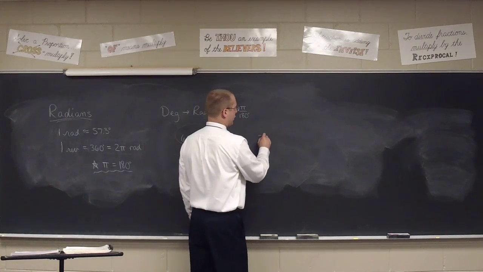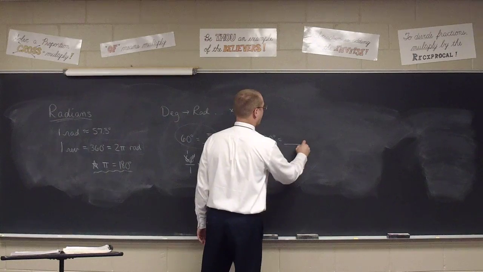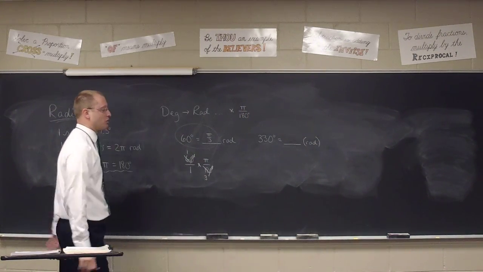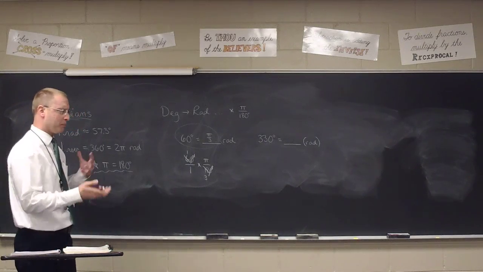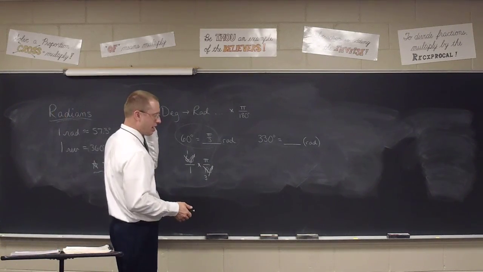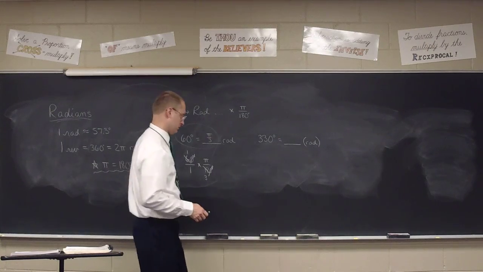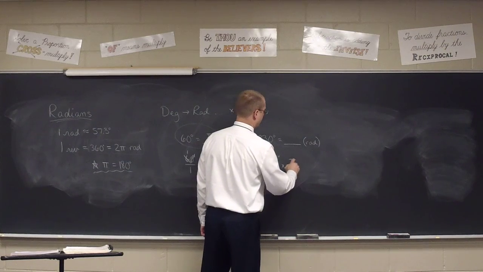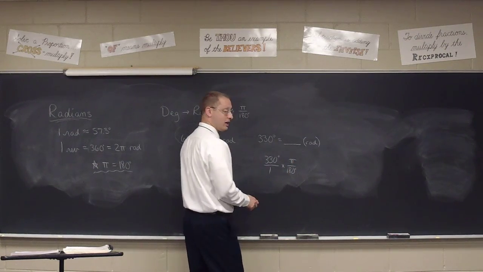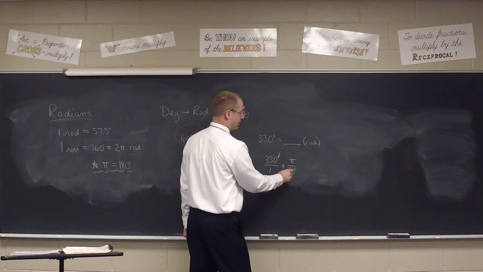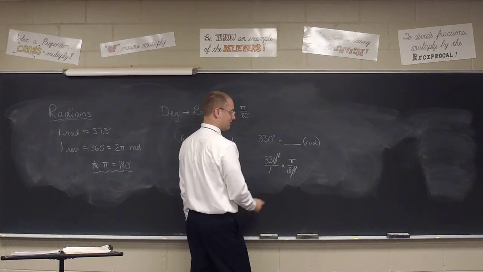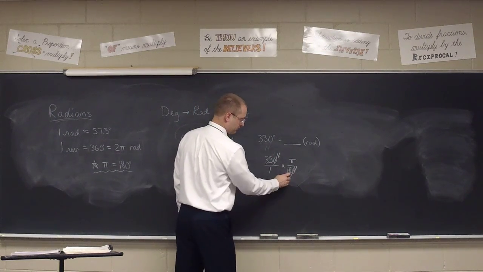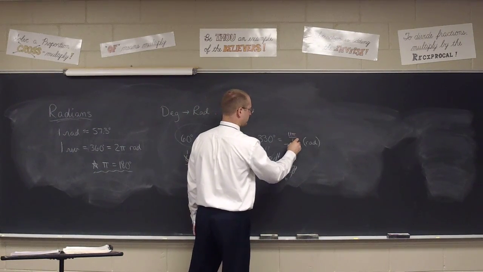Write this one down. 330 degrees is how many radians? Again, radians doesn't have to be used there, but to help us wrap our brains around it. 330 degrees, what do we have to do, class? Multiply by pi over 180. So put the 330 over 1, multiply by pi over 180 degrees. Let's cancel away the degrees and the zero and 3 again to get 11 and 6. So 11 pi over 6.